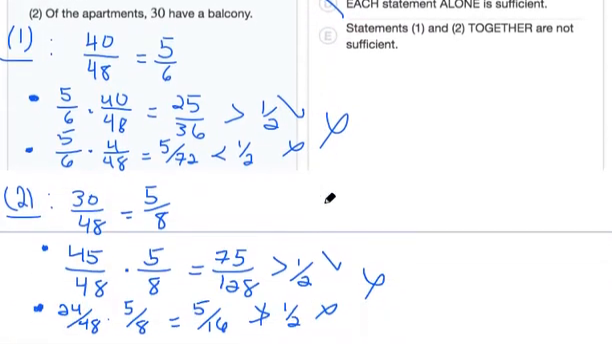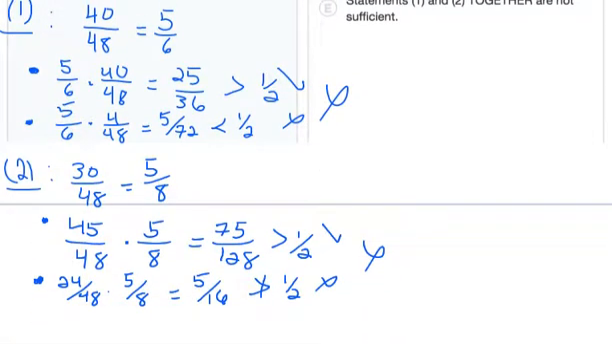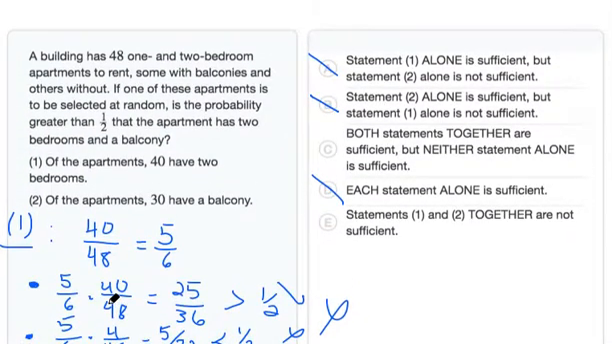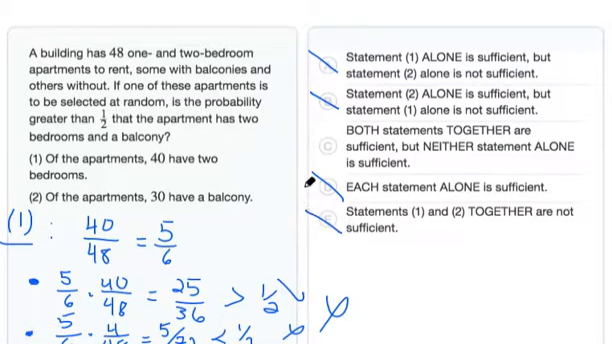As a last resort, we need to combine both statements. So scrolling down a little bit for some more space, we're combining statements 1 and 2. We can determine the probability of selecting a 2-bedroom apartment with a balcony by finding the product of each separate probability. Both statements together will be sufficient then. So we can actually eliminate answer choice E, and the correct answer is answer choice C. Both statements together will be sufficient, but neither statement alone is sufficient.